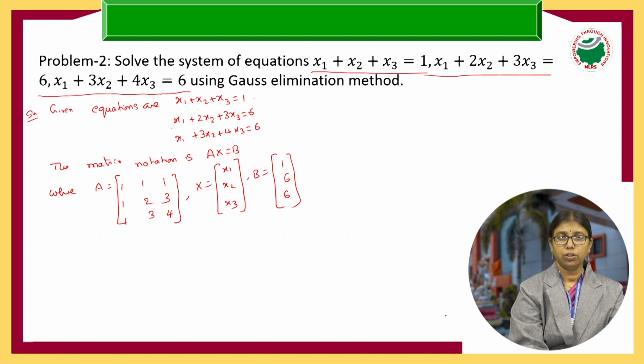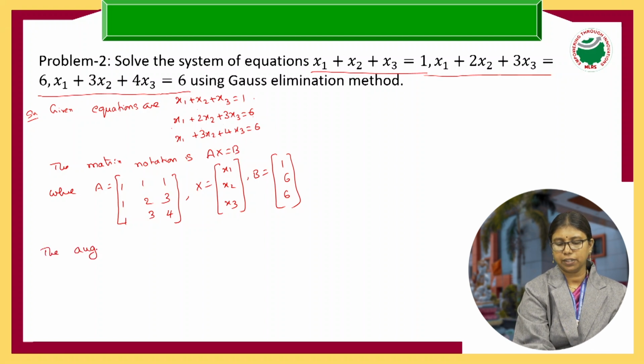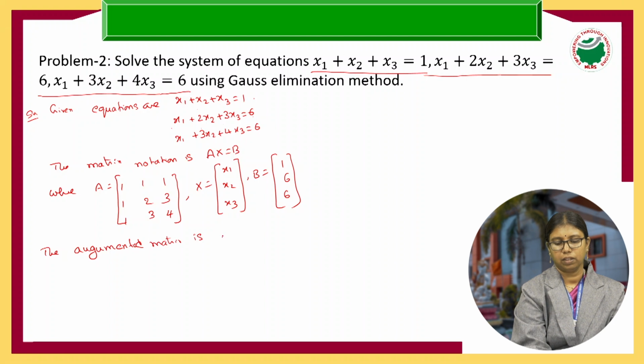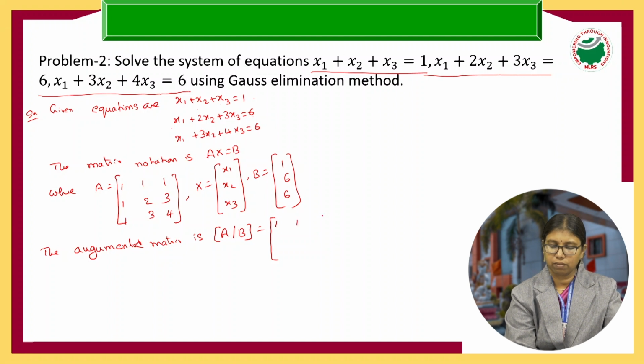Okay. So now you have to take the augmented matrix. The augmented matrix is A given B. So what is A? A given B means you have to add the column vector B as the last column for matrix A. So matrix A is 1, 1, 1, 1, 2, 3, 1, 3, 4. Now add matrix B, that is 1, 6, 6.